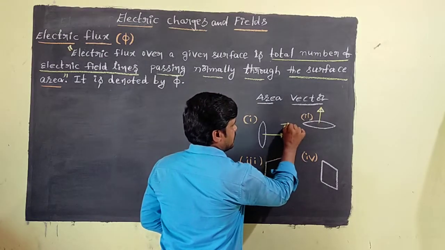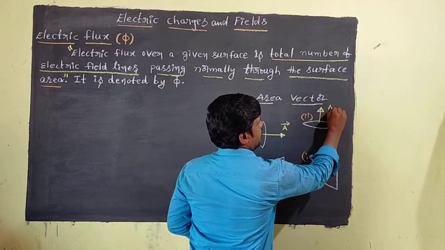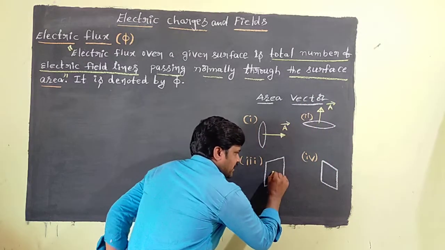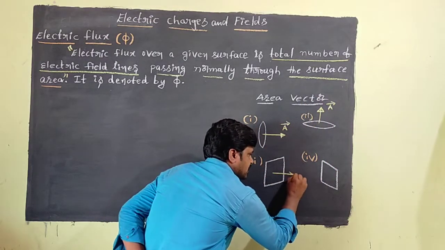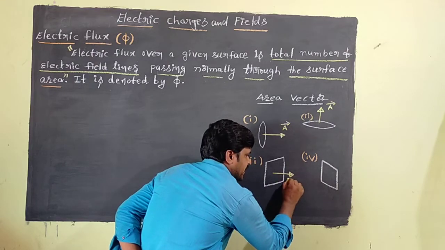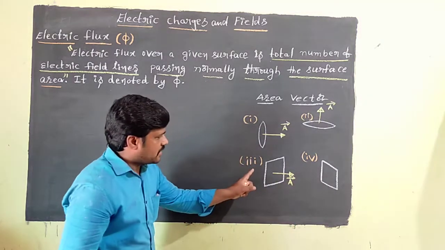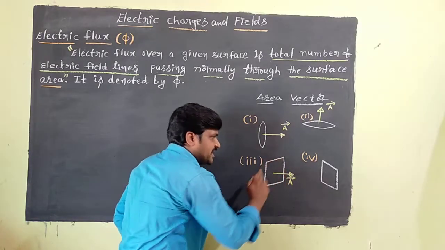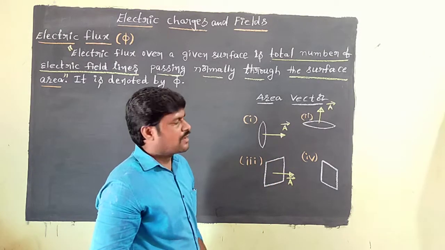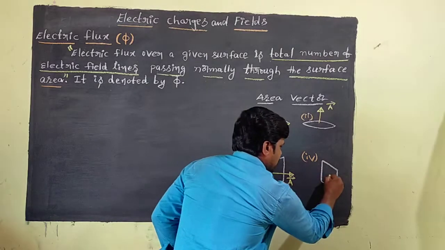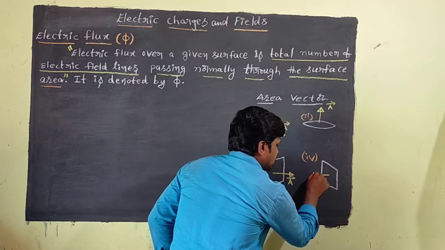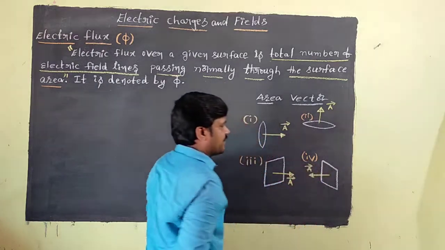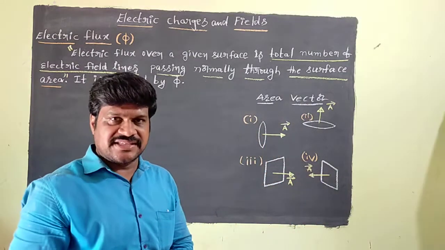For this area of cross section, the direction of the area vector is normal, and we can take it like this. This is the area vector direction, and here is the area vector direction. The area vector direction is normal to this surface. For this surface area, we have to take the normal. For this one, the normal to this surface, we can take the direction of the area vector like this.